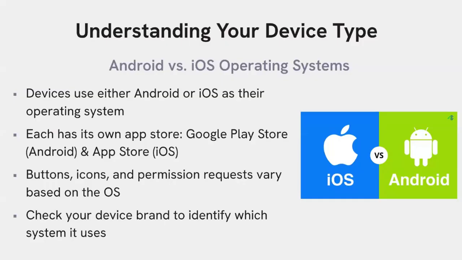So, understanding your device type: there's Android and there's Apple, or iOS, operating system. So devices use either Android or iOS as their operating system. Each has its own app store: Google Play Store for Android and the Apple Store for iOS. And the buttons, icons, and permission requests vary based on the OS. Check your device brand to identify which system it uses.